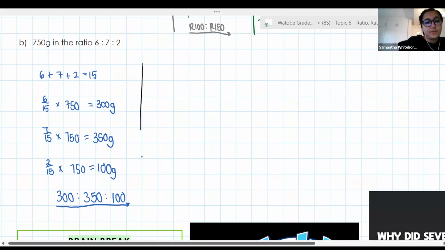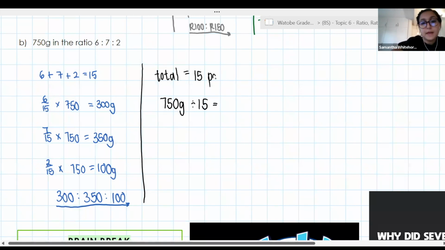So again, what we would need to know is the total number of parts that we're working with. And as Ndalo said to us, that is 15. So we could say, okay, we know we've got 15 parts. We need to divide our 750 grams into those 15 parts to figure out what one part is equal to. Now, 750 divided by 15 gives you 50. So every part that this ratio represents is 50 grams.